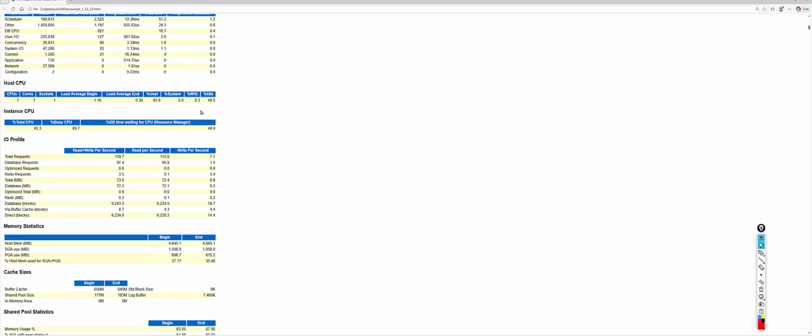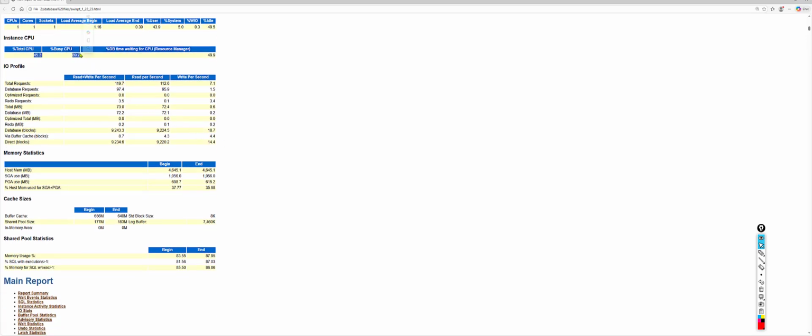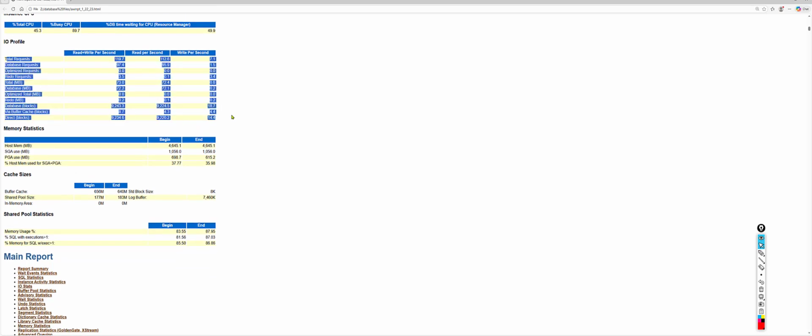And wait IO, if wait IO is high, then that means there is some IO device issue. So there may be some storage array slowness. Okay, and percentage idle is also quite 50%. So this means CPU utilization was very high. Okay, and busy CPU. So these are just informational. Okay, and IO profile. So these are also just informational. So you don't need to waste your time on these things.